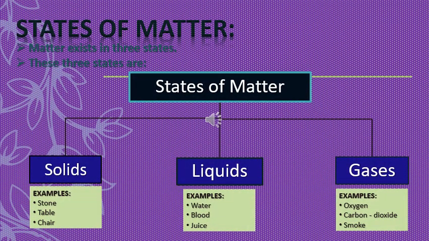As we know, matter exists in three states, and these three states are solids, liquids and gases. Examples of solid states are stone, table, chair. Liquid state examples are water, blood, juice, and examples of gases are oxygen, carbon dioxide and smoke.